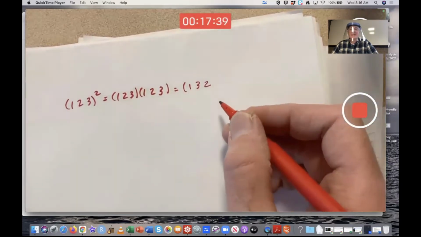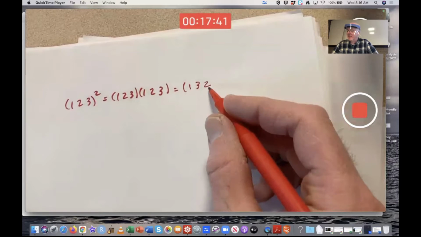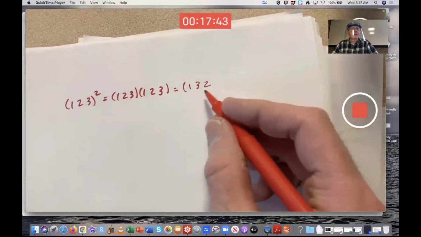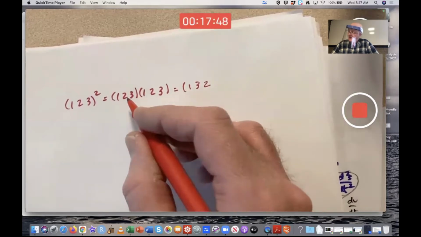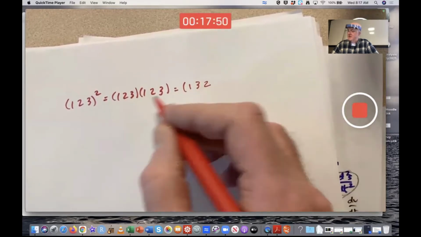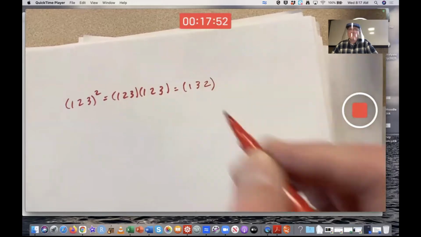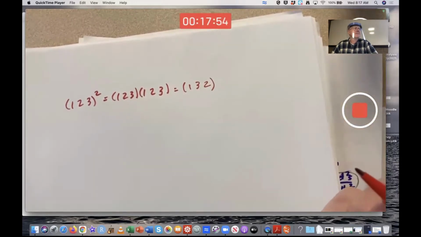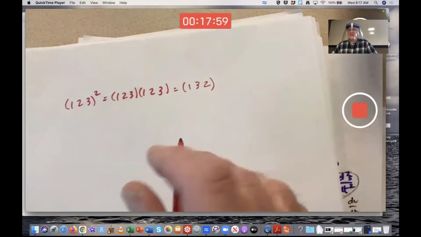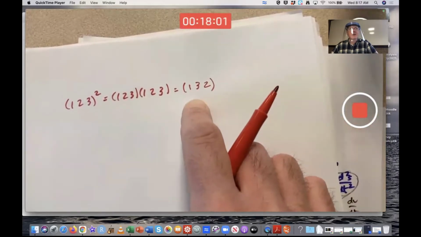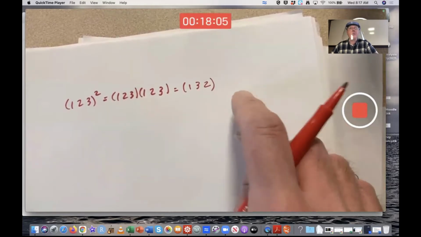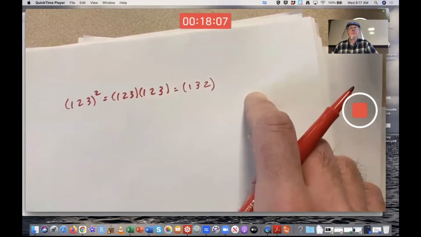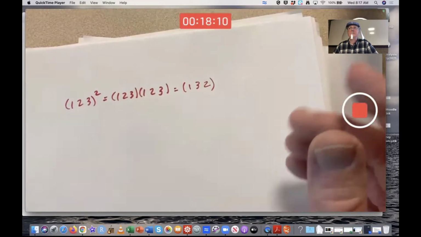2 ultimately does get mapped to 1, but you need to write it in the cycle notation first. 2 gets mapped to 3, but then 3 gets mapped back to 1. So ultimately, under the composition, 2 gets mapped to 1. Does that make sense? So when you're writing the answers in cycle notation, the key is you think about the numbers in the order that they come. Because that's what the cycle notation is representing.